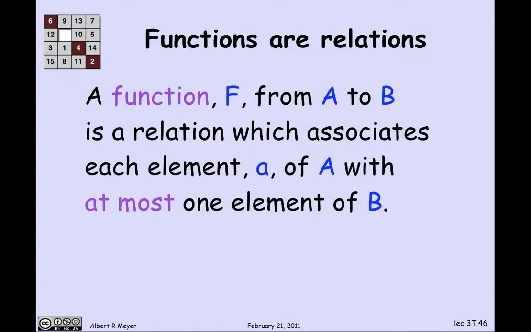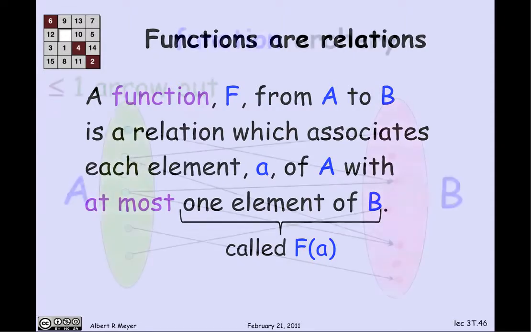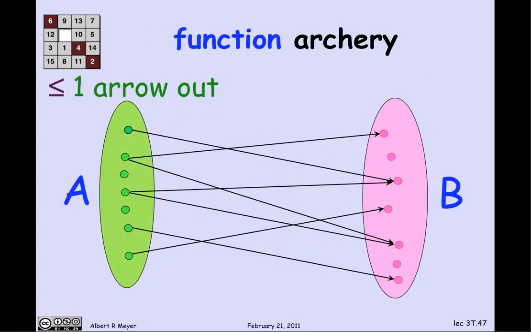Well, as I said, functions are a special case of relation, so let's just look at that. A function f from a set A to a set B is a relation which associates with each element little a in the domain capital A with at most one element of the codomain B. So this one element, if it exists, is called f of a. It's the image of the element a under the relation f, but what's special about it is that f of a contains at most one element. So let's just look at an example again.